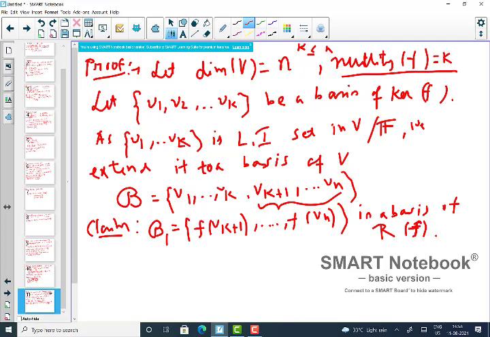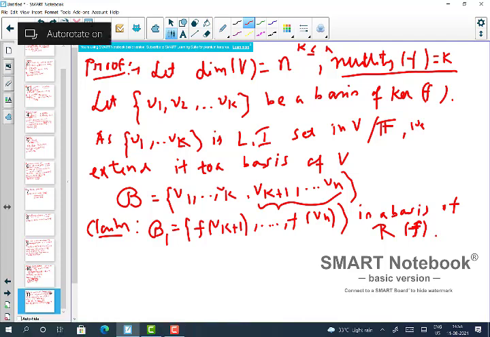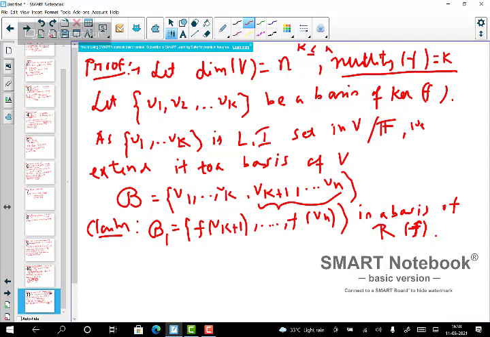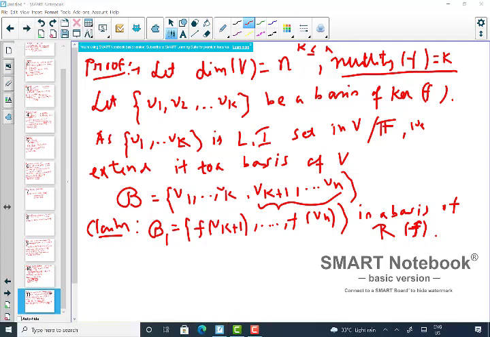So you start with a basis of the null space, and then extend it to a full basis of the vector space. Then you see that the images of the elements that are not in the basis of the kernel also form a basis of the range space. Now to prove that B1 is a basis, you need to prove two things: that it is a spanning set and also a linearly independent set, right?